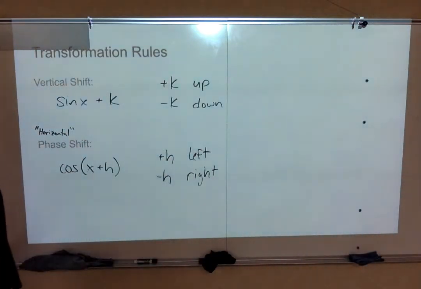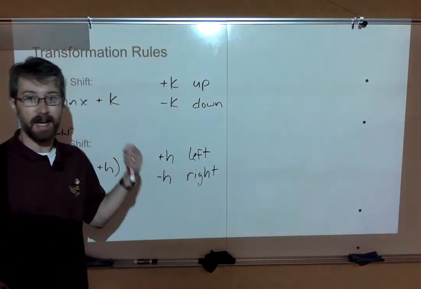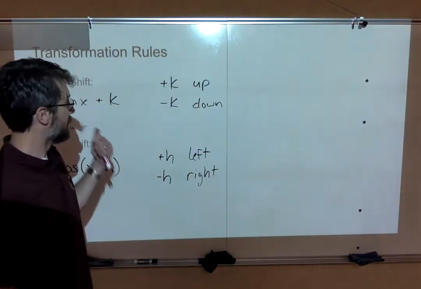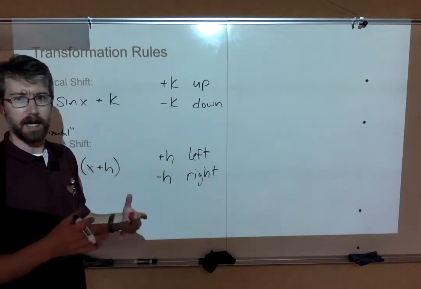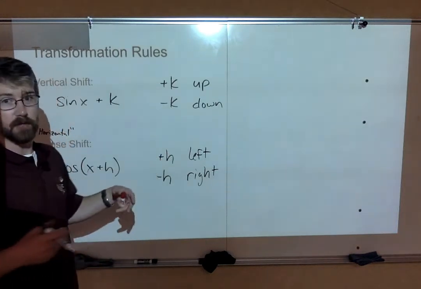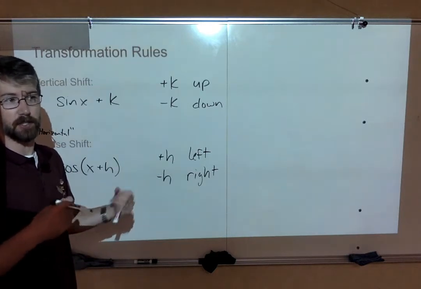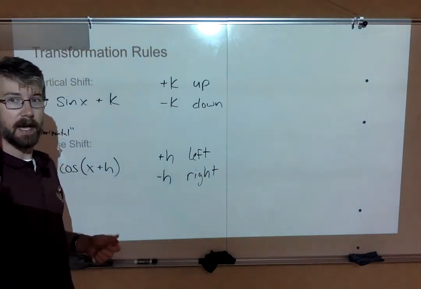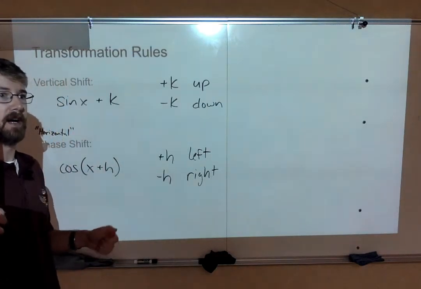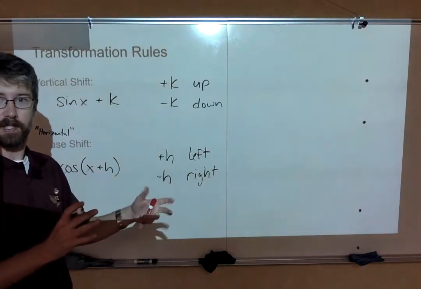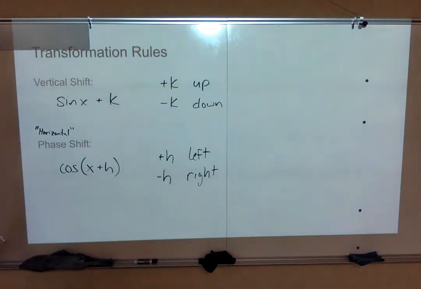All right, so let's apply some of these rules. You're going to be, one, identifying them. Like just looking at the equation, can you tell me is it up, down, left, right, how much? Also, can you graph one that has a transformation? Could you look at a graph and identify what the transformation is? Could you look at the graph and identify what the equation should be to match that transformed graph?